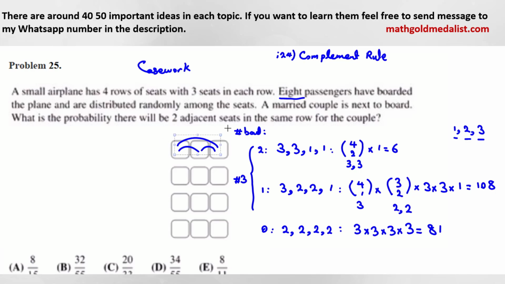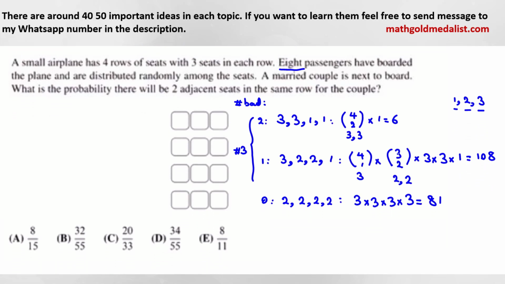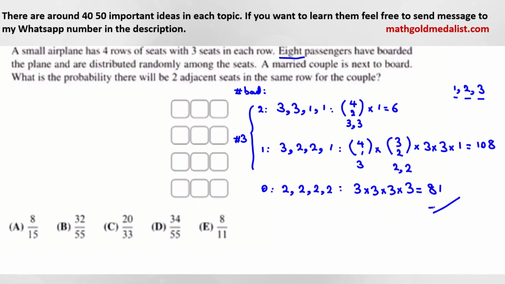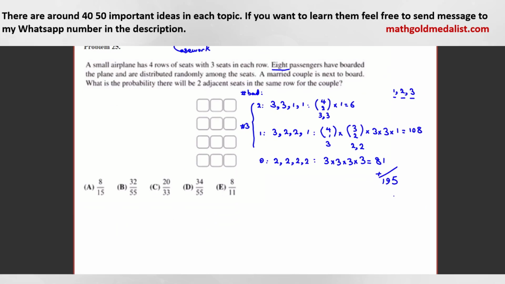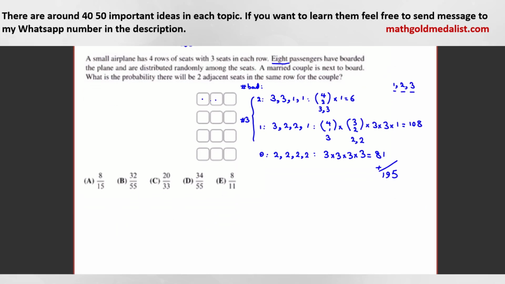Okay, now let's add all these numbers. 6 plus 108 plus 81. 1 plus 8 is 9, and 6 plus 9 is 15, so it will be 195. Okay, now we have 195 choices for selecting seats.